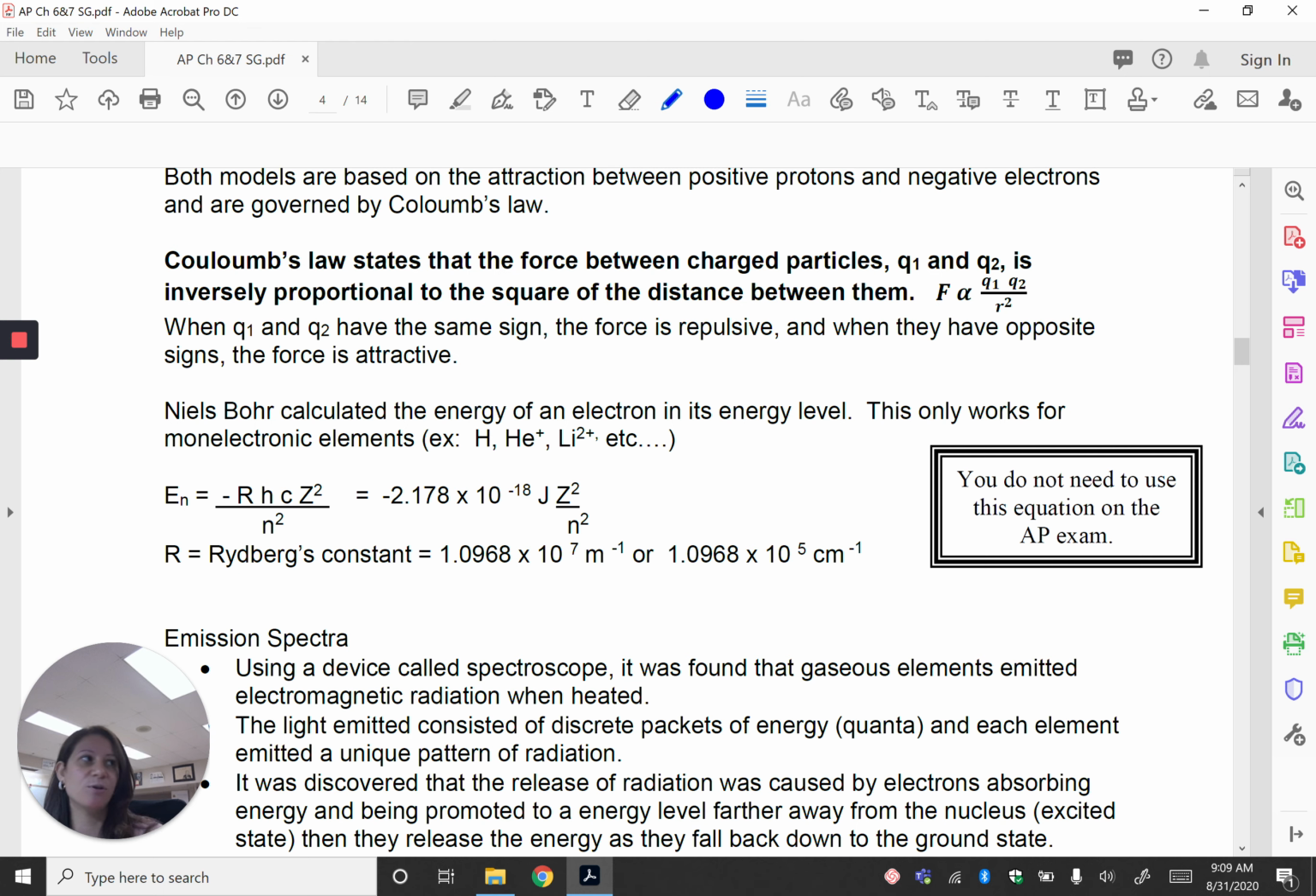This is just to show you that Niels Bohr came up with a way for calculating the energy of an electron in a certain energy level.